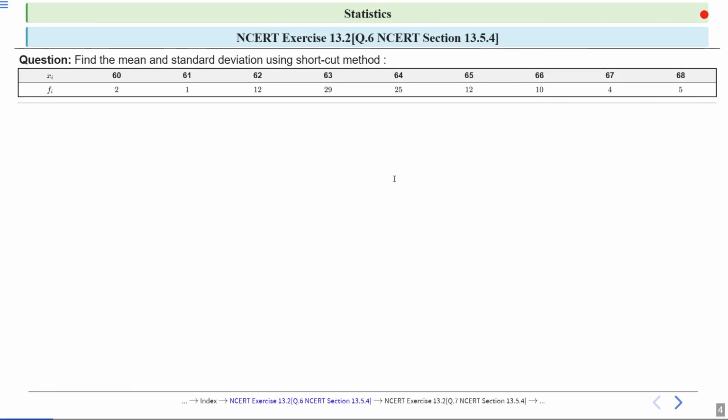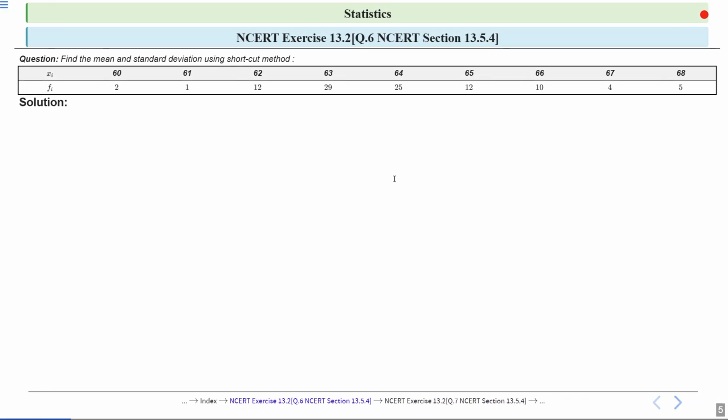Look at question number 6. In this question, we have to find the mean and standard deviation using the shortcut method. First of all, look at the table. The table shows two rows. In the first row, we have xi, the data values like 60, 61, 62 and so on, and the second row shows fi, the frequency. First of all, try it yourself and then the solution. Let's solve this question step by step.